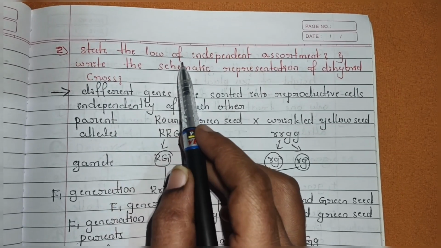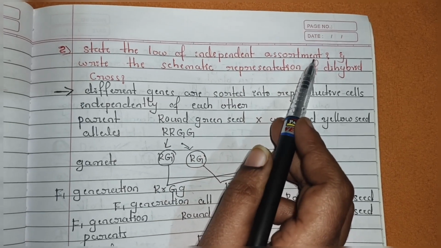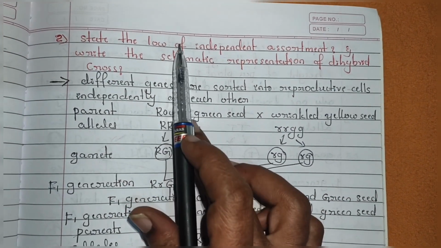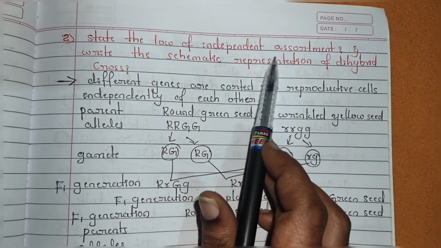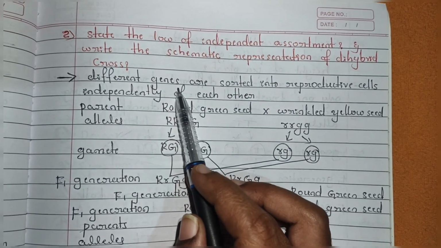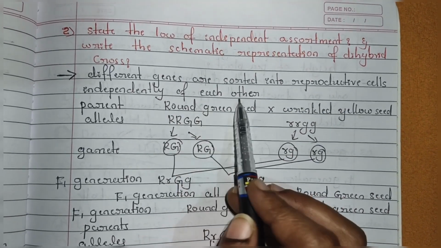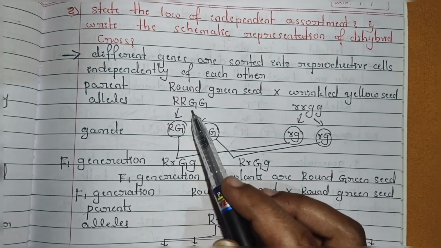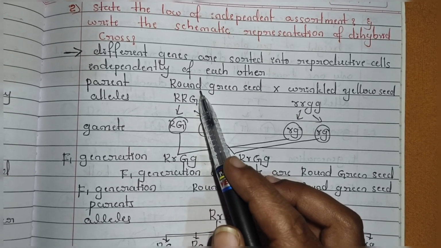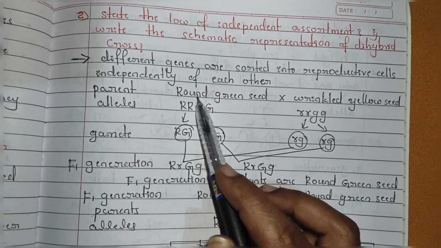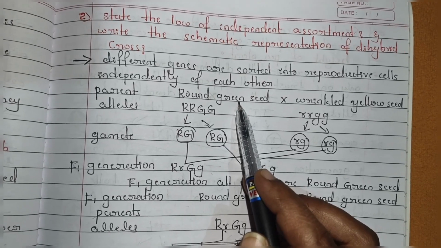Next, second question: state the law of independent assortment and write the schematic representation of a dihybrid cross. First, the statement of the law of independent assortment is that different genes are sorted into the reproductive cells independently of each other. Take the example of a round and green seed. There are two characters: one is shape, and another is the color of the seed.